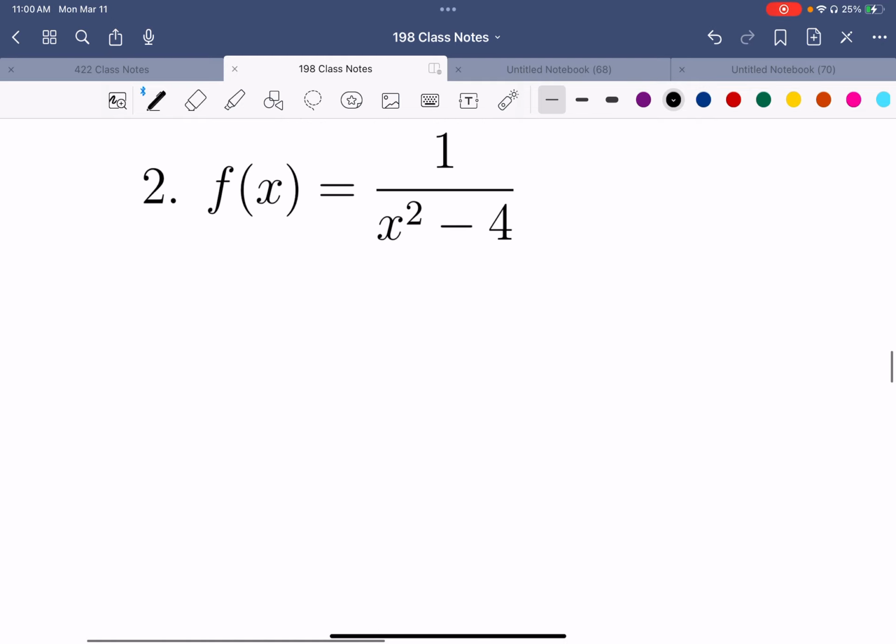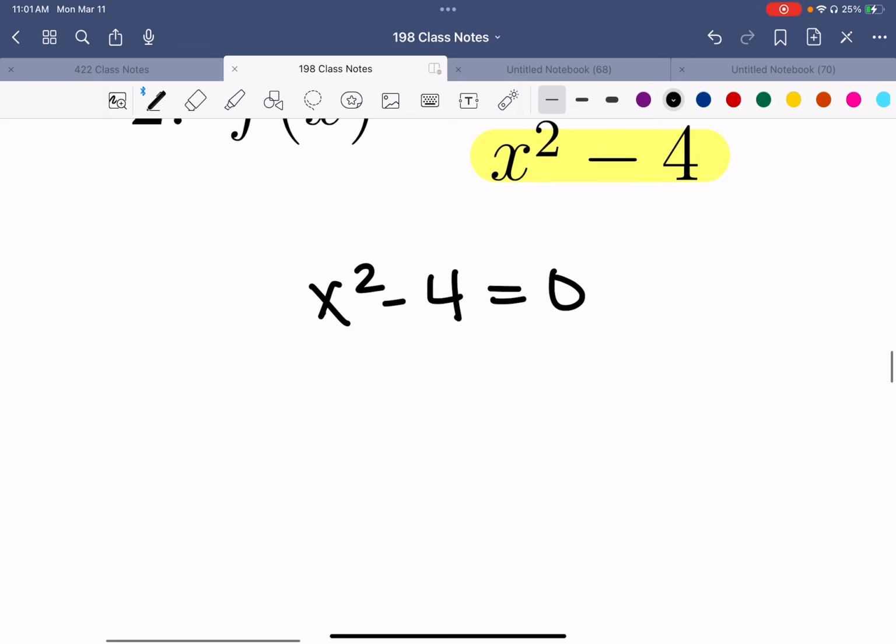Next, number 2 is a fraction. With fractions, that's our first question. Does it have a fraction? If the answer is yes, and this one does, we're going to take the denominator, the x squared minus 4, and set that equal to 0, because we know that when it has zeros in the denominator, then the function doesn't exist. It's undefined there.